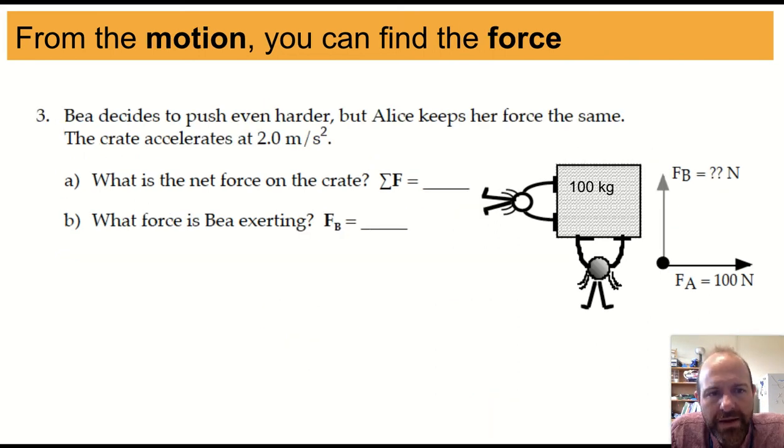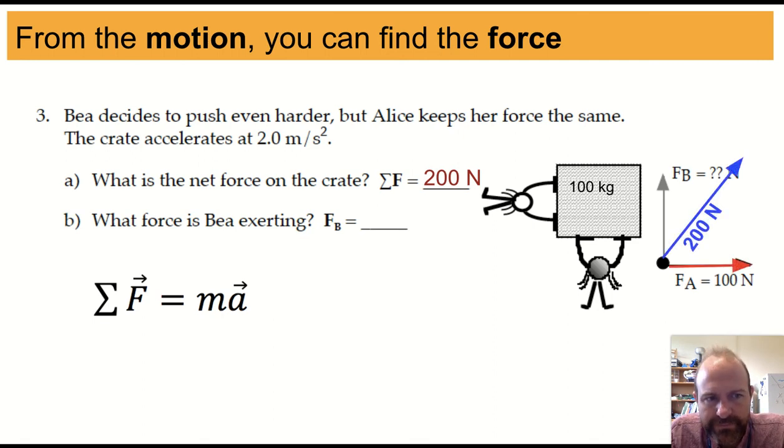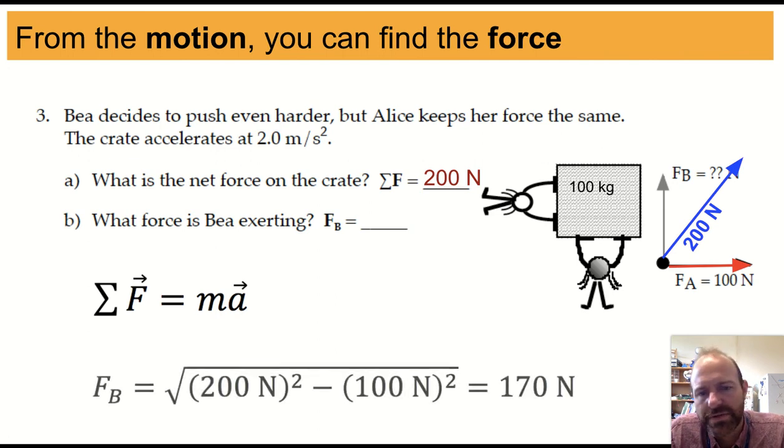What if instead we have measured that the pushing has caused the crate to accelerate at 2 meters per second squared? Well, for that, we can use net force equals mass times acceleration to find the net force of 200 Newtons. It's going to be at some angle. And we have one component there, the applied force from Alice pushing to the right, and the missing force is the force that B applies. And so we're going to use the Pythagorean theorem to find the missing side of that triangle, 170 Newtons.